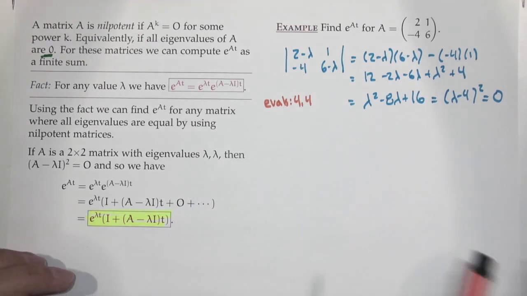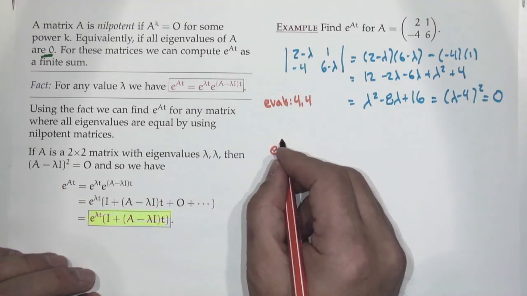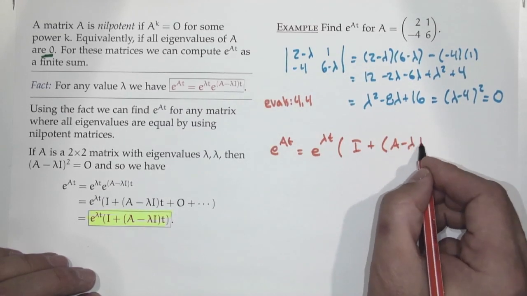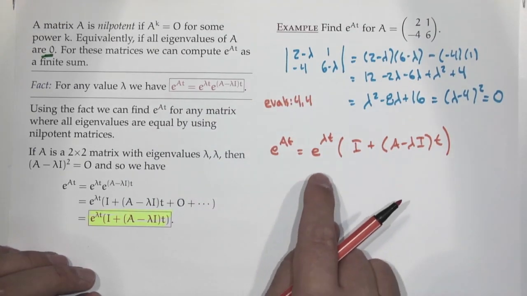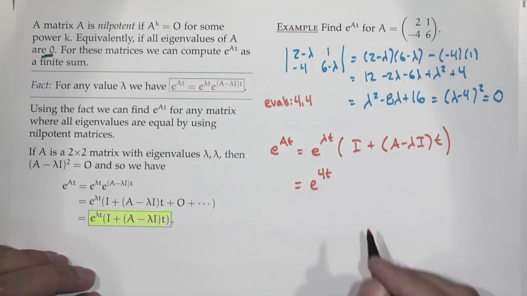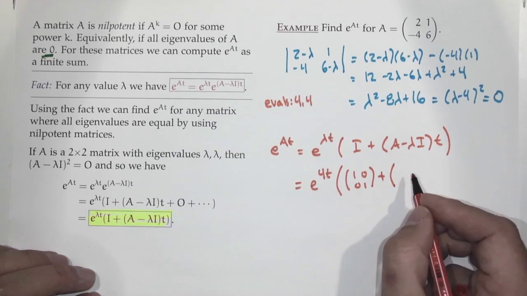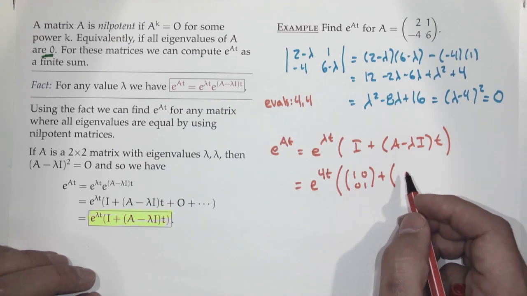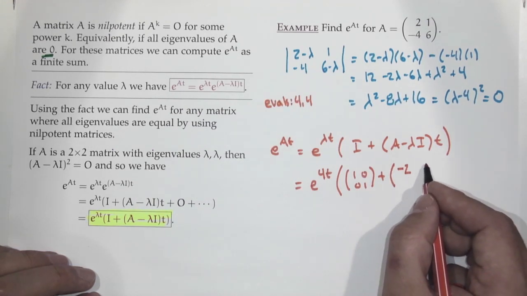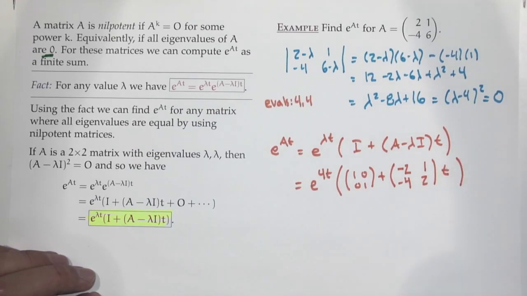Okay, so we say, hey, perfect. We're not even going to compute any eigenvectors. Not needed. We're just going to follow our formula here. It says e to the At is e to the lambda t times (I plus (A minus lambda I)t. And we just plug in what the pieces are. What is lambda? 4, because lambda is just the shorthand for what the eigenvalue is. The identity matrix is 1, 0, 0, 1. All right, what is A minus lambda I going to be? [-2, 1; -4, 2], times t, and there we go.